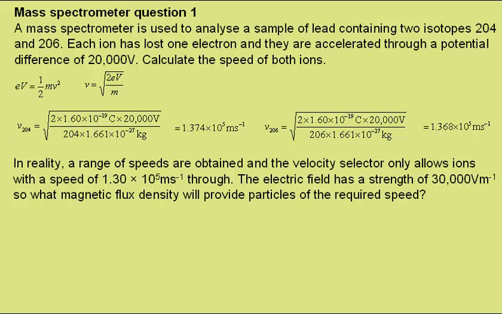Well, to pass through the velocity selector, the force due to the electric field, which is given by the charge on the ions multiplied by the electric field strength, is equal to the force due to moving through the magnetic field, given by the magnetic flux density multiplied by the charge on the ions and their velocity. We want to find the magnetic flux density B, so we can rearrange to get this expression. Cancelling the charge on the electron from top and bottom gives this. We can now put in the values we have, giving a magnetic flux density of 0.23 Tesla.